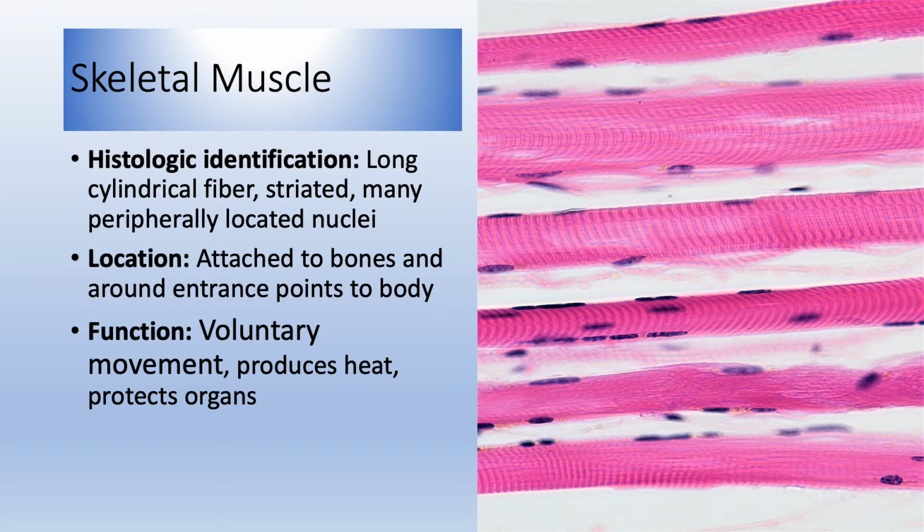What does voluntary mean? Voluntary means you can control the contraction of this muscle through your conscious control, or your brain can order your skeletal muscle. That is the only muscle type we call voluntary. Under the microscope, if you see more than one nucleus, or are asked which one is voluntary, the answer is always the skeletal muscle. In summary, functions of the skeletal muscles are voluntary movement, producing heat, and protecting organs.